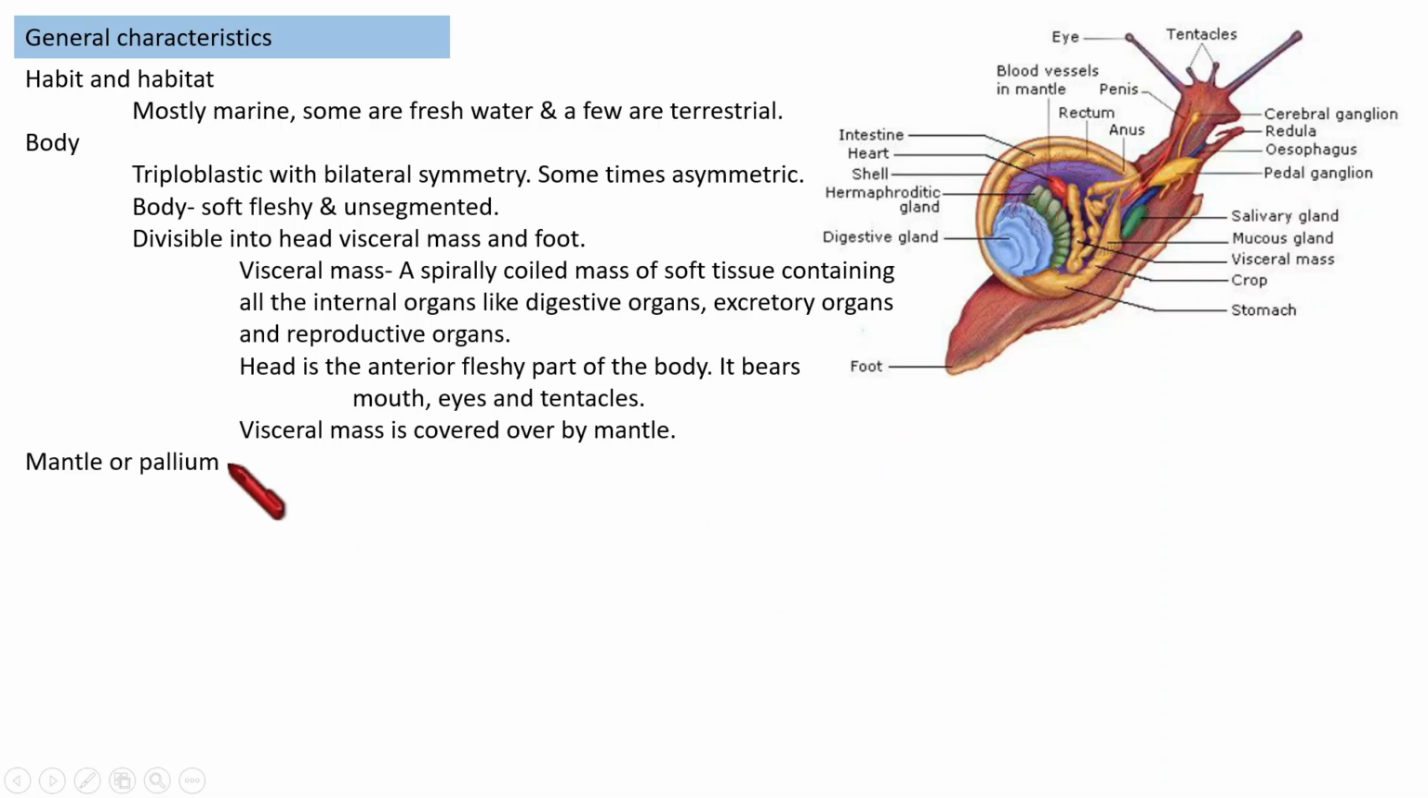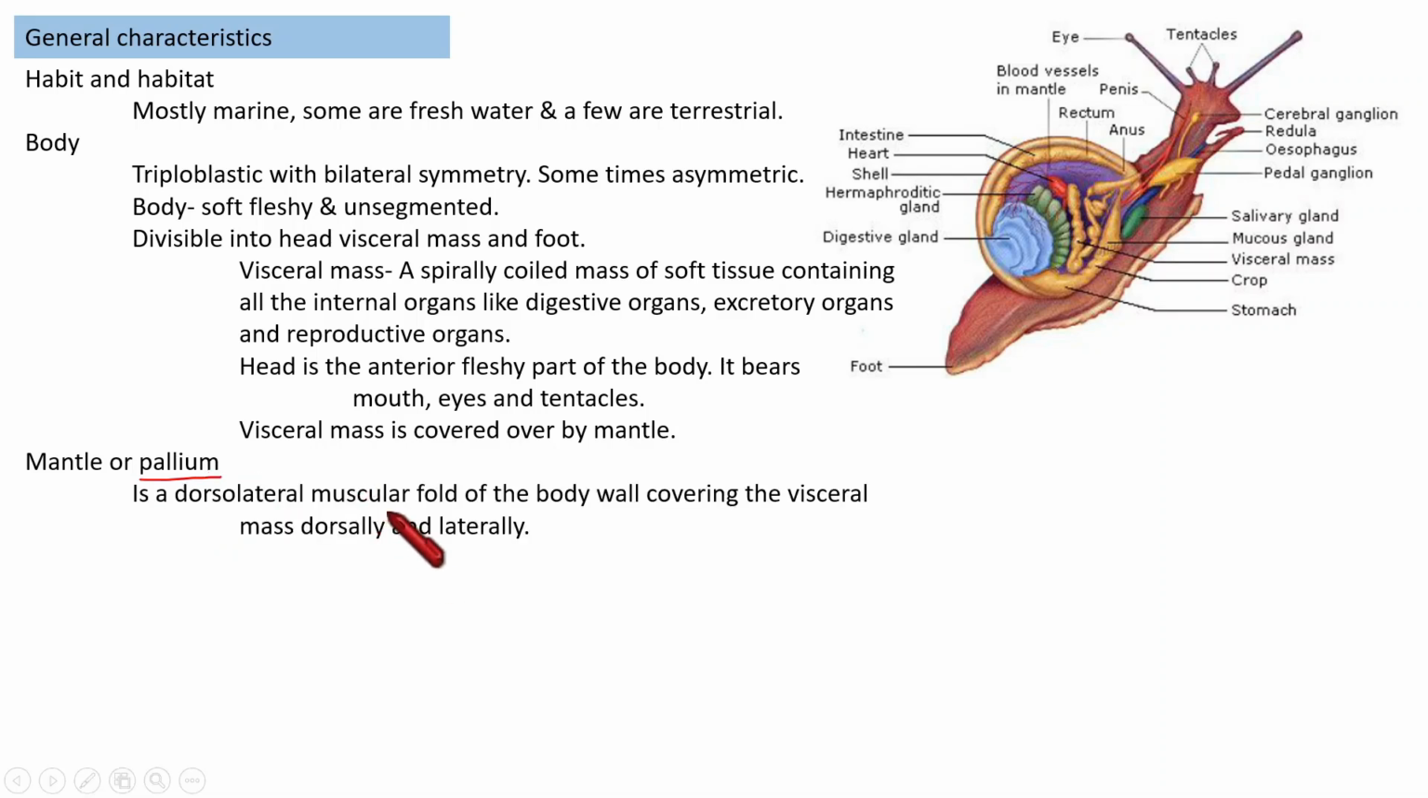So again we are talking about the mantle. Mantle is otherwise called pallium. This pallium, as I already told you, is a muscular fold of the body wall itself. It covers the visceral mass both dorsally and laterally, on the dorsal side and lateral side. That means it is just wrapping around the soft visceral organs.